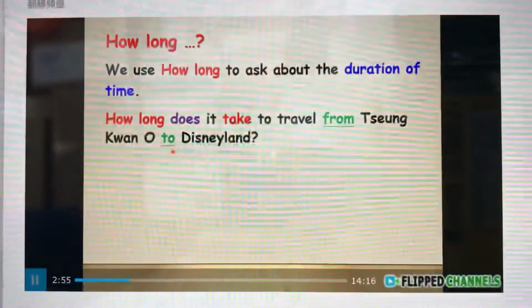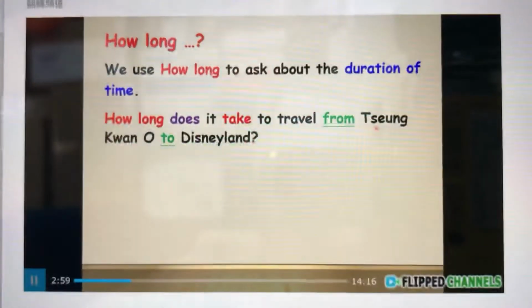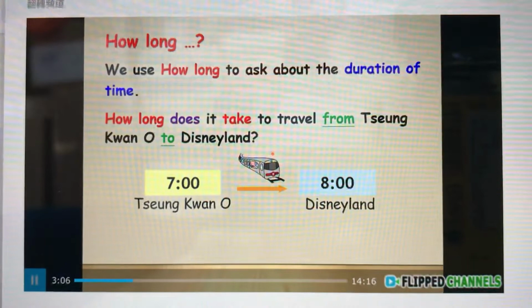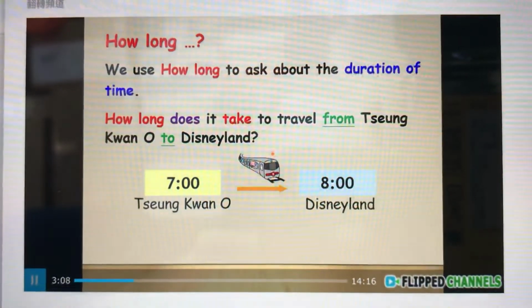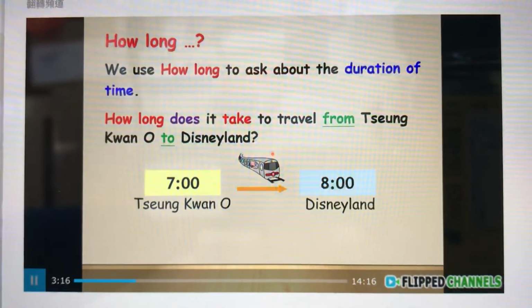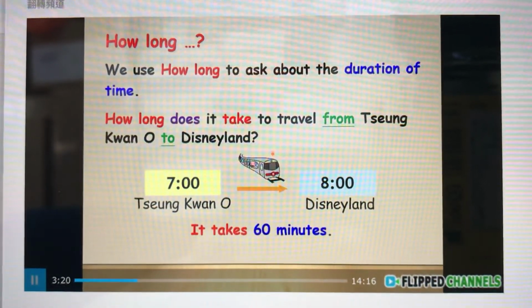So we have a question here. How long does it take to travel from Cheung-Kwan-O to Disneyland? This time, we travel by MTR. We start the journey at Cheung-Kwan-O at 7 o'clock again, and we arrive at Disneyland at 8 o'clock. So after some calculation, we knew that we used 60 minutes.